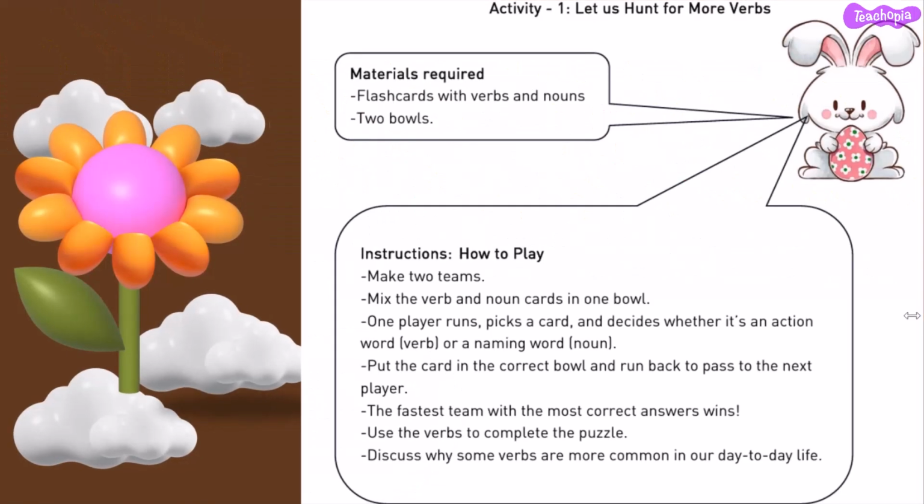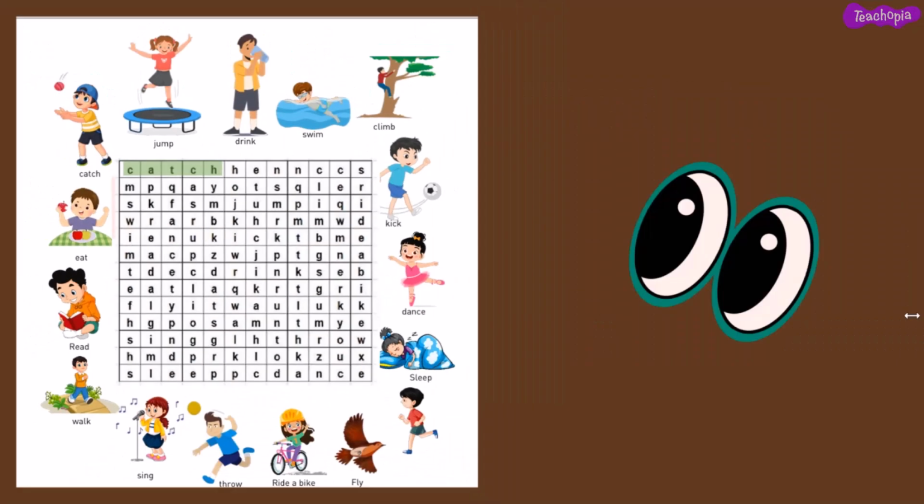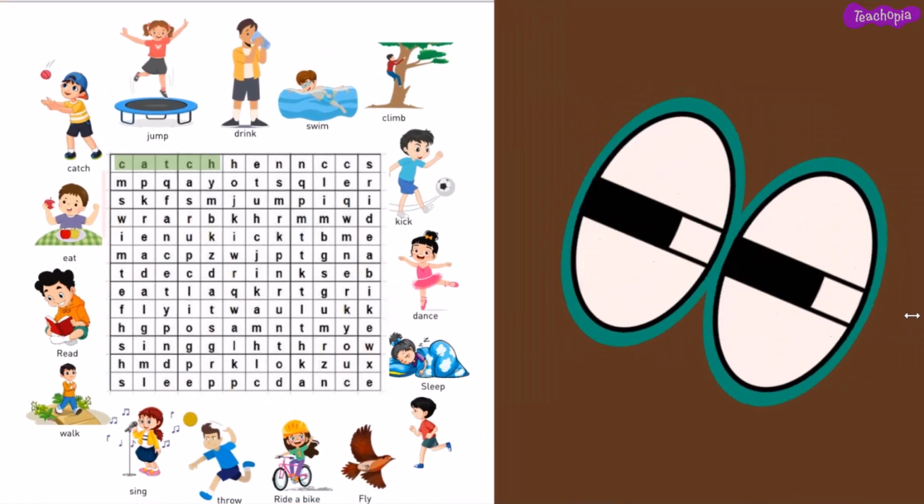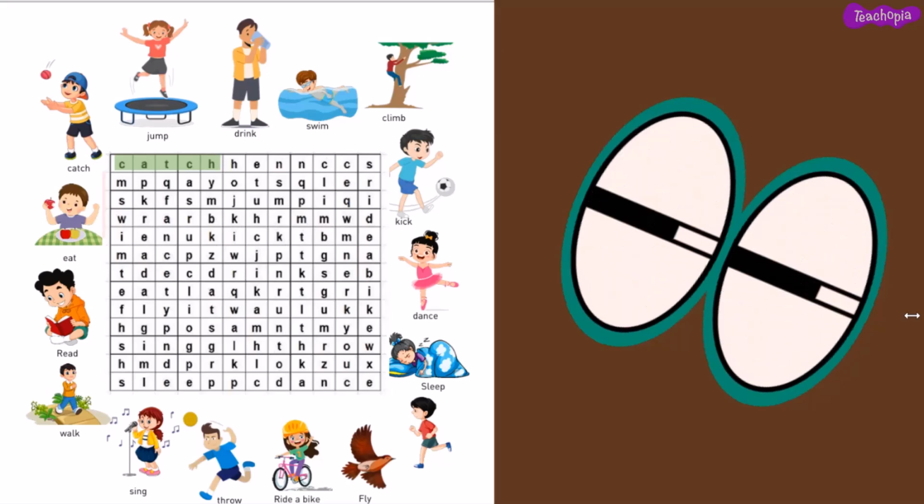The first exercise: let's hunt for verbs. Here, two teams are going to play this activity. There is a bowl mixed with verbs and nouns. Each player is going to run, pick a card, and decide whether it's an action word or a naming word. Once they are done, they will pass it on to the next player. Then, once they have completed all the action and naming words, they will shade the action words in the word grid given on their PBL.